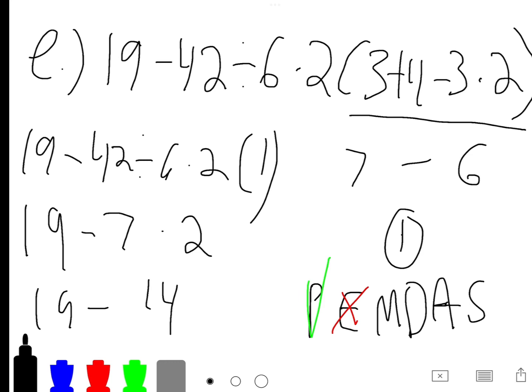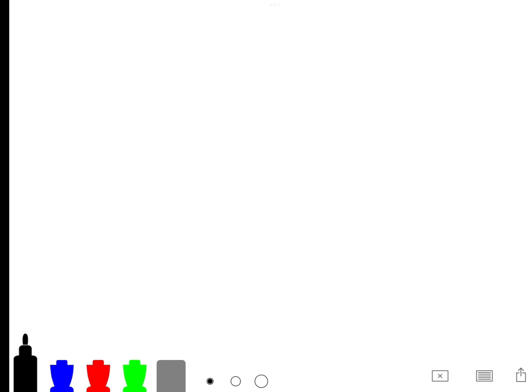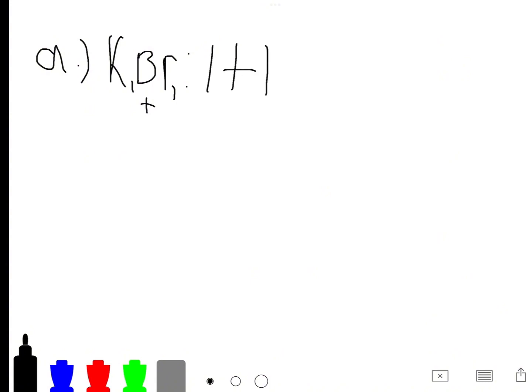Okay, this is our last section here, the last thing we have to do. A is your first one, and it's potassium and bromine. Whenever you can't see the subscript, it is always an understood 1. And all you do to find the total number of atoms is you just add. So 1 plus 1 is 2. 2 atoms total. That is your answer.